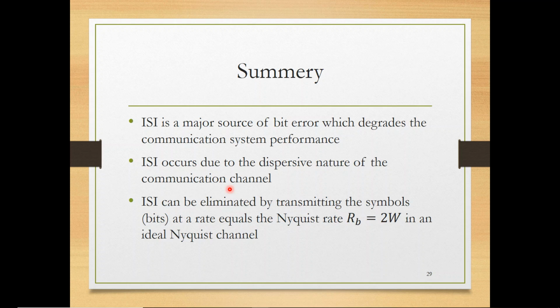Summary for what we have just discussed. First, intersymbol interference is a major source of bit error, which degrades the communication system performance just like noise. So we have to build pulses, techniques, methods to avoid it at any cost, because you cannot get your data successfully if you don't avoid it. To avoid that, we studied the Nyquist criterion.